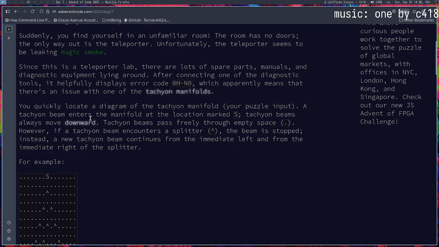A tachyon beam enters the manifold at the location marked S. Tachyon beams always move downward. Tachyon beams pass freely through empty space, dot. However, if a tachyon beam encounters a splitter, the beam is stopped. Instead, a new tachyon beam continues from the immediate left and from the immediate right of the splitter.